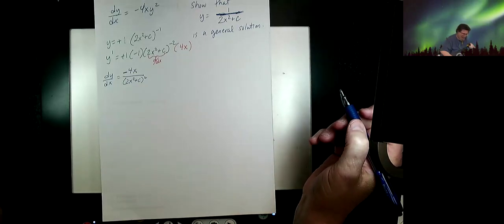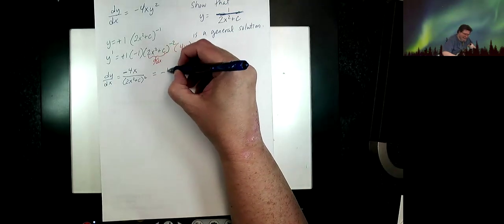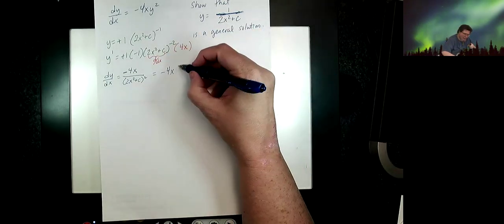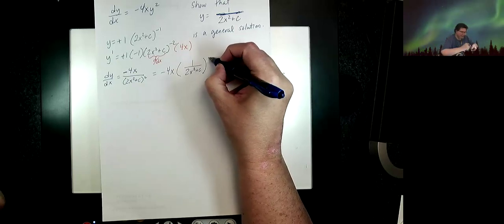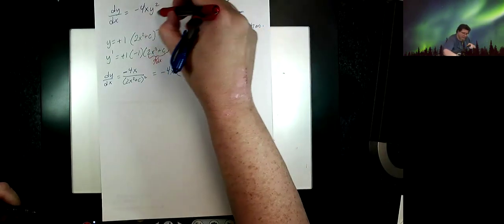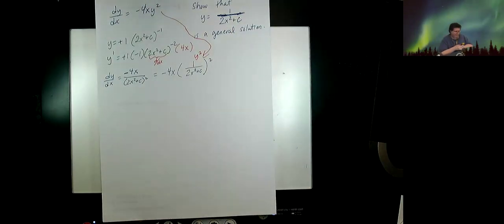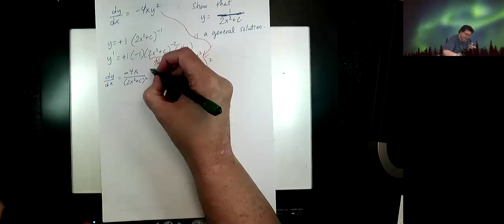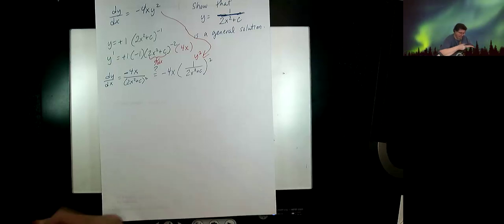So we're going to make that y positive. So this should equal negative 4x times y squared, which is 1 over 2x squared plus c, squared. That's my y squared. So we're doing that part right here. And that's the condition we're trying to check. I'll put a question mark over it, and there's not a lot of work here to do, is there?